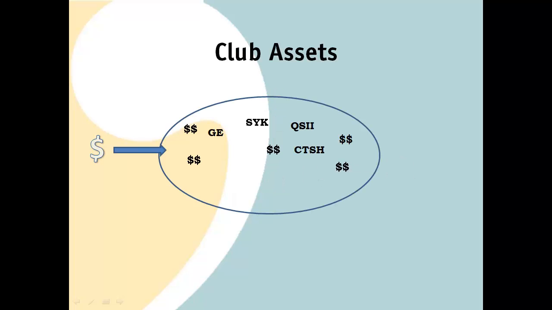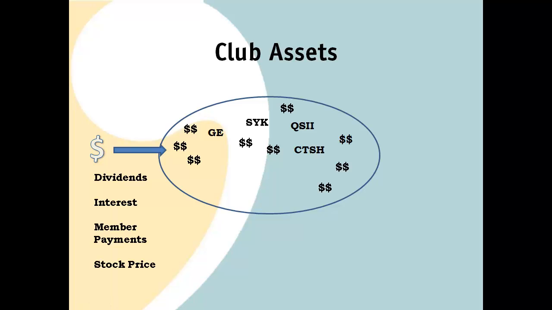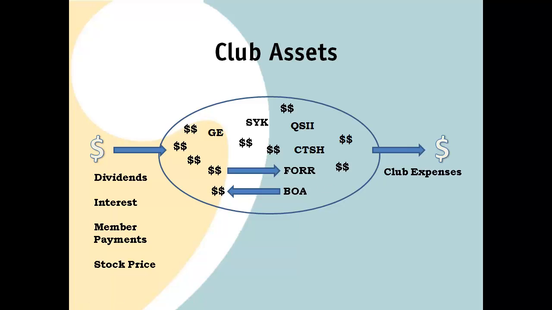Your club assets will increase when you receive income such as dividends and interest coming into your club from your investments. They'll also increase when your members make contributions and when the value of any stocks you own goes up. As part of your investing activities, you may exchange one asset type for another. Cash will be used to buy stock, and cash will be received from selling stock. And finally, the value of your club assets will decrease if you pay for any expenses, a member withdraws some of his assets, or the value of any stock you own goes down.